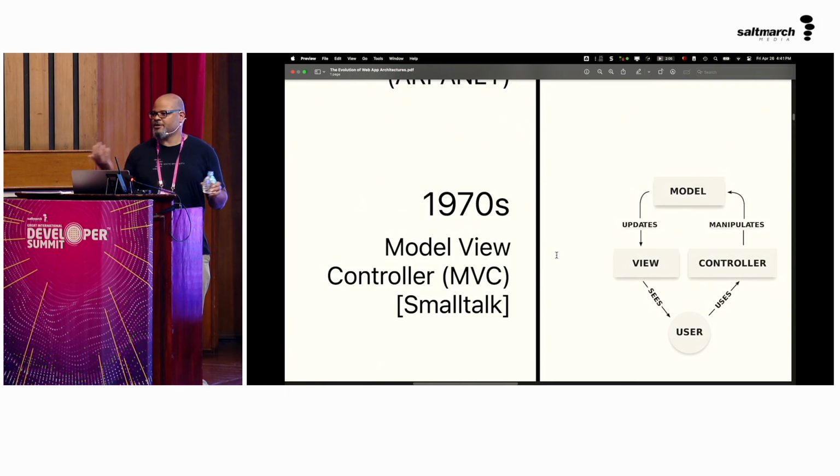And back then, of course, there was no internet. It was not related to web applications. It was just related to desktop applications, okay? So that's where it all started.